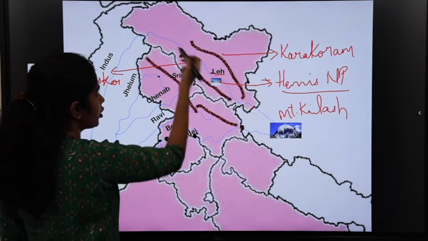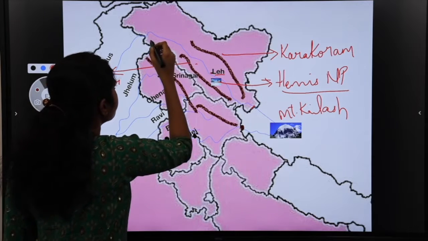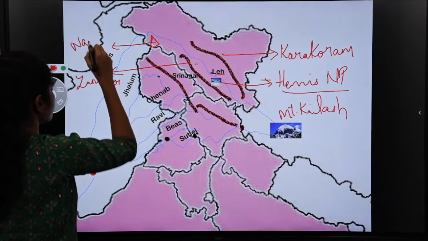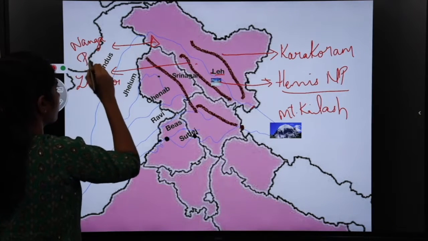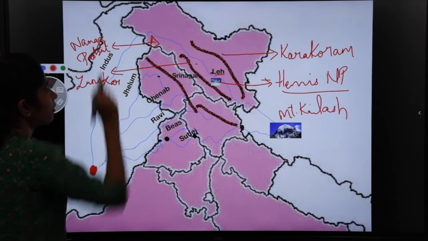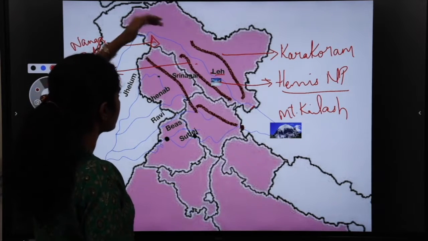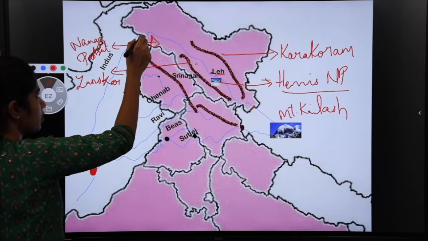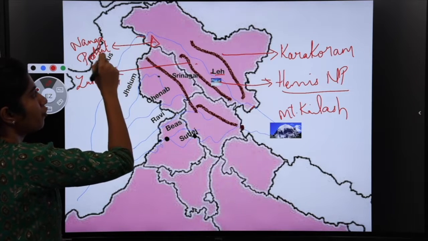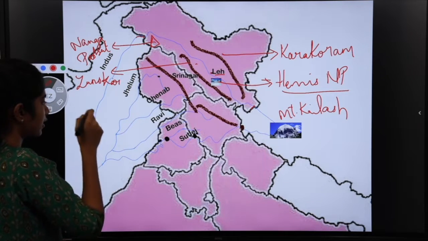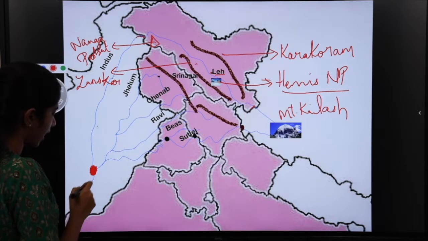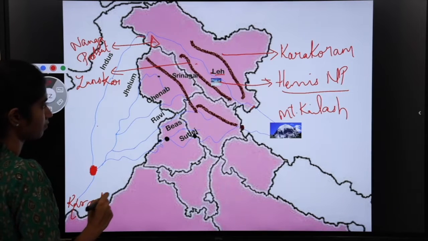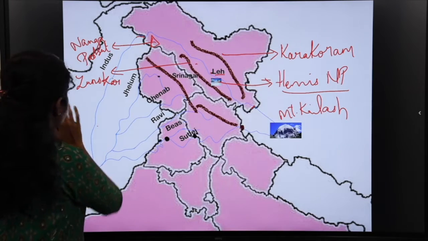After flowing into POK, Pakistan occupied Kashmir, here lies Nanga Parbat. After passing through this Nanga Parbat peak, the Indus River changes its direction to southwest, enters Pakistan, flows through the Punjab province of Pakistan and Sindh province, and enters the Arabian Sea near Karachi. So this is the course of the river Indus.